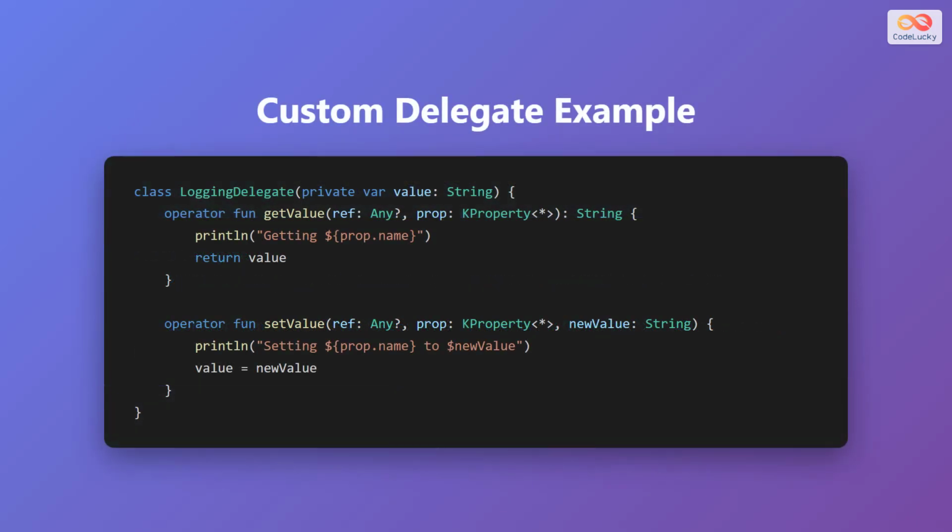Let's look at a practical example. Here we have a LoggingDelegate class that wraps a string value. The getValue function prints a message showing which property is being accessed, then returns the stored value. The setValue function prints a message showing the property name and new value, then updates the stored value. This is useful for debugging and tracking property changes.